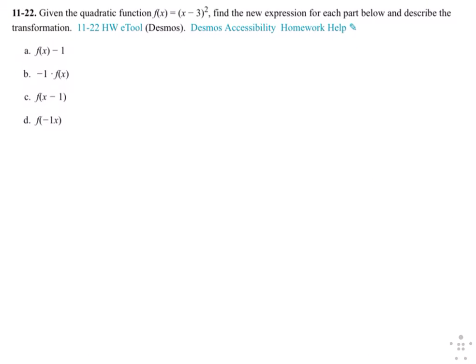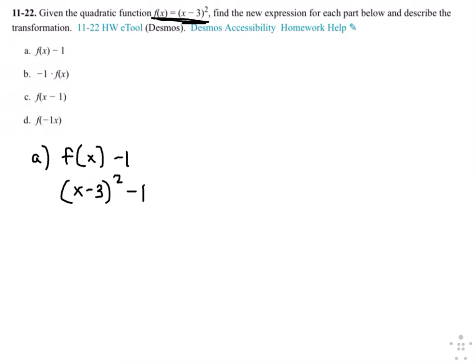Okay, for 1122, they're giving us a function and they want us to find the new expression for below. And then they want to describe. I'm not as big on the description as I am on the finding the value. So we have f of x minus 1. So f of x is x minus 3 squared. So this is x minus 3 squared, and then we have the minus 1. And you cannot leave it like that. The book is going to leave it like that in a lot of its answers, but you cannot do that, right?